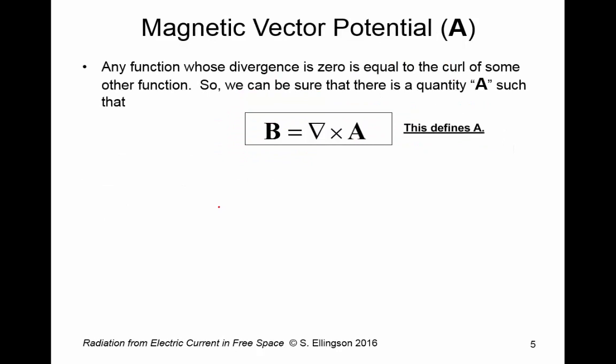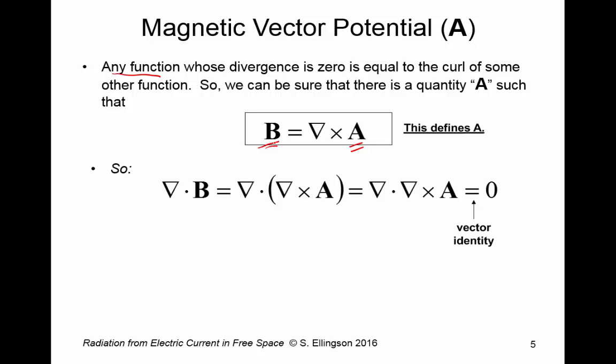Okay, now the magnetic vector potential. Here's a starting point. Any function, and this is a mathematical argument, any function whose divergence is 0 is equal to the curl of some other function. So just based on that much, we can be sure that there is some quantity A, and we haven't really said what it is yet, that satisfies the relationship that the curl of that function A gives us the magnetic flux density. So this is just a mathematical idea.